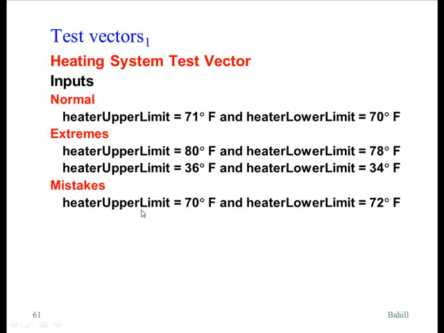Here's a mistake where the upper limit is less than the lower limit. So what should the system say here? The system should say that's an error, right? Because the homeowner is going to try to set the thresholds, and they put this as the upper limit for heating, and this as the lower limit. Then the system should identify that this is a mistake. Okay?